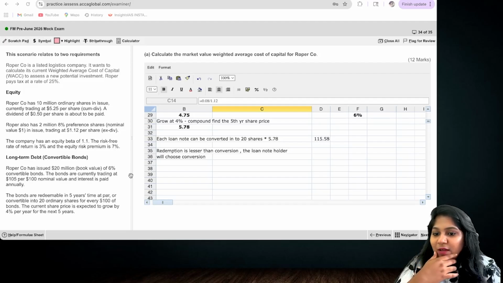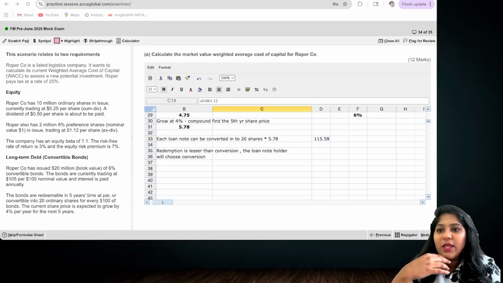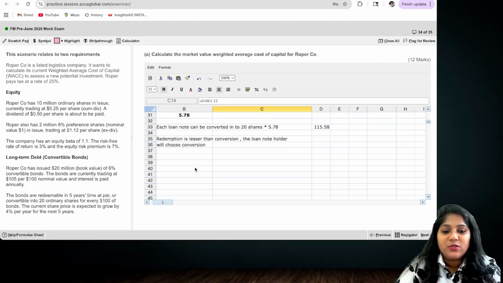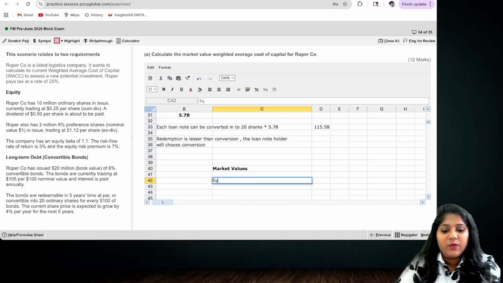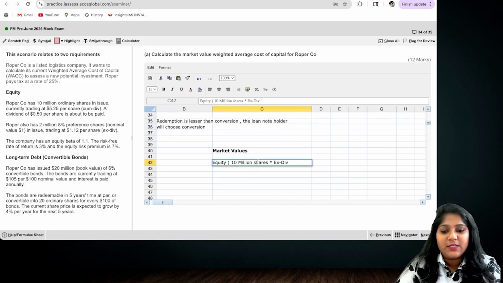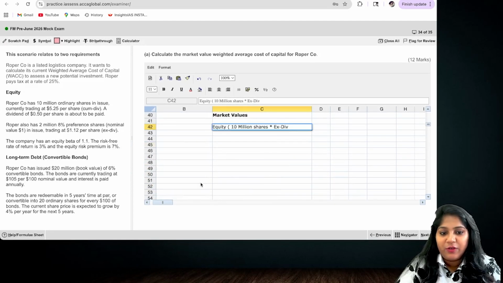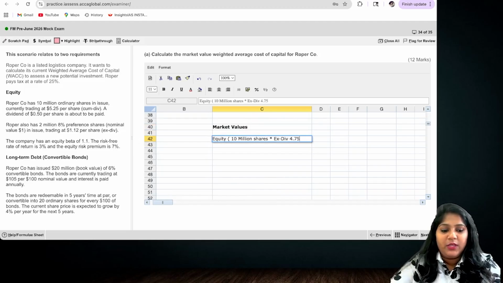So how do we do weighted average cost of capital? For that, we need to calculate the market values. So how do you calculate market values? First I will start with equity, because equity is very simple. I have 10 million shares multiplied with the ex-dividend price. How much is the ex-dividend price? Which we have calculated, 4.75. Don't take 5.78. Right now it is 4.75.